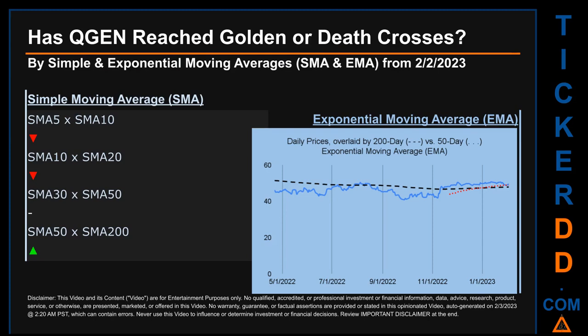Has QGEN price reached golden or death crosses? Golden cross and death cross are basic signals that compare average prices across two specified trade day ranges, a short-term versus a long-term range. For example, 5-day versus 10 trade days. Essentially, a golden cross is a bullish signal. It appears when a ticker's short-term moving average crosses above its long-term average. Vice versa, a death cross is a bearish signal when the short-term crosses below its long-term moving average.